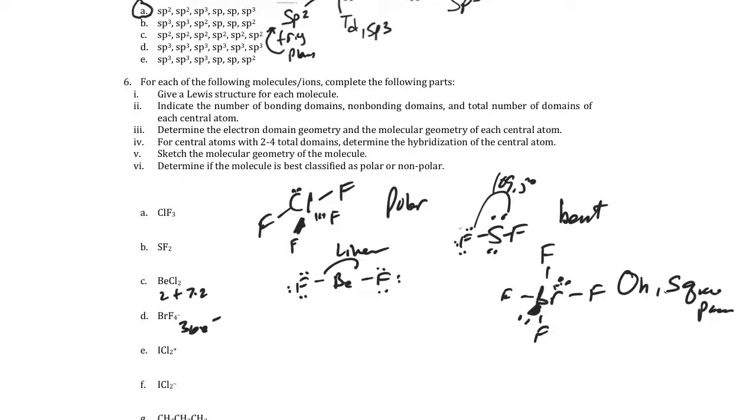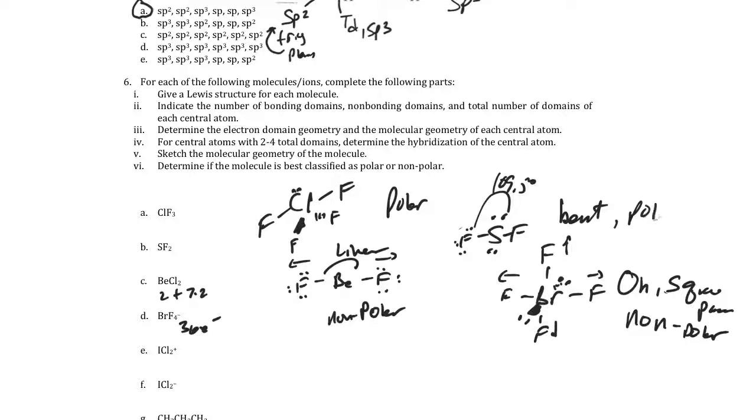Let's talk about the polarity of a few of these. Our 2 fluorines are opposite each other here. They cancel. These fluorines are exactly opposite, they cancel. So BrF4 minus is non-polar. BeF2 is non-polar for the same reason. These bonds cancel each other out. So this molecule is non-polar as well.